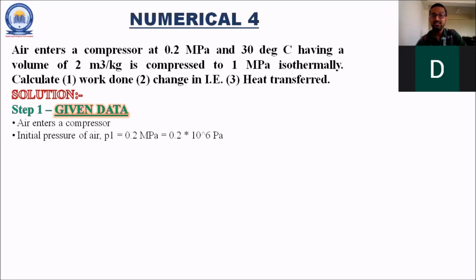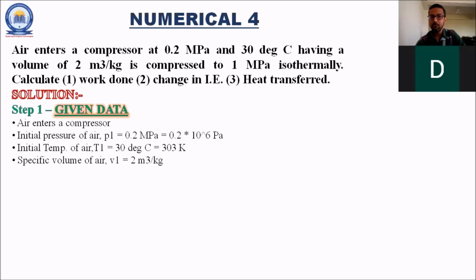Then we are given the initial pressure of the air, that is P1 is equal to 0.2 megapascal. Converting this megapascal into pascal, that is equal to 0.2 into 10 raised to power 6 pascal. I hope you are aware of this conversion. Next we are given the initial temperature of the air, that is T1 is equal to 30 degrees Celsius. Converting degrees Celsius into the standard SI unit, Kelvin, the answer comes out to be 303 Kelvin.